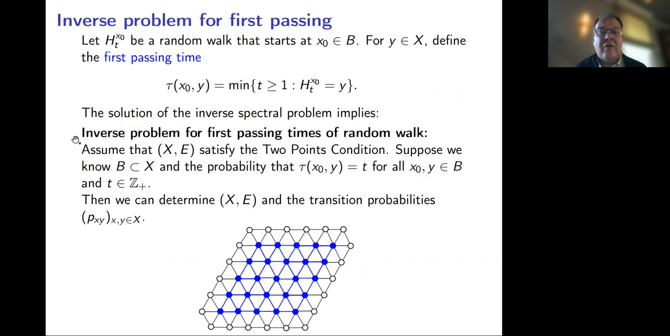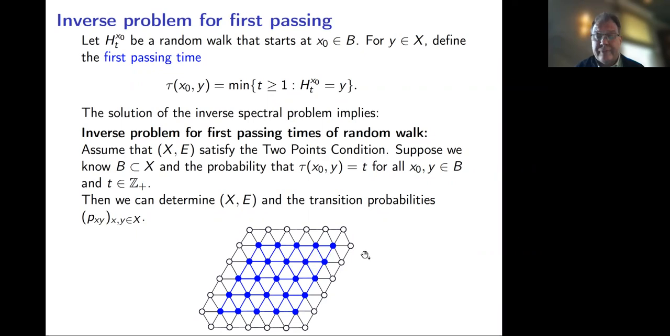The first inverse problem that we consider is for these first passing times. If we assume that the graph satisfies the two points condition, and we consider this boundary set B, then if we send a random walk from one boundary node, x0, and we observe the first passing time at other boundary nodes, and we know the probability that the passing time has a given value t, then this determines the transition probabilities. This determines the graph, so we can find these blue nodes, or the connections in the interior, and also the transition probabilities inside this unknown region.